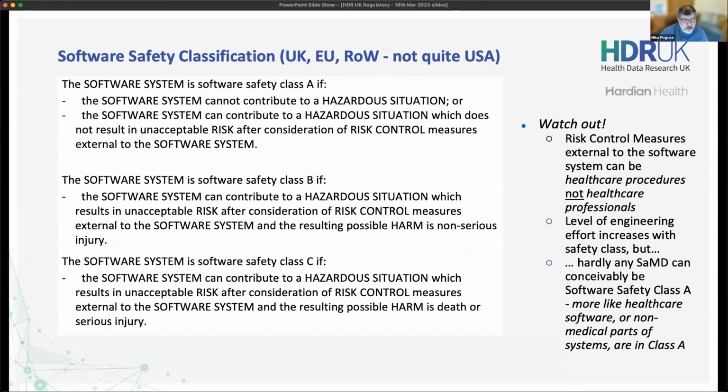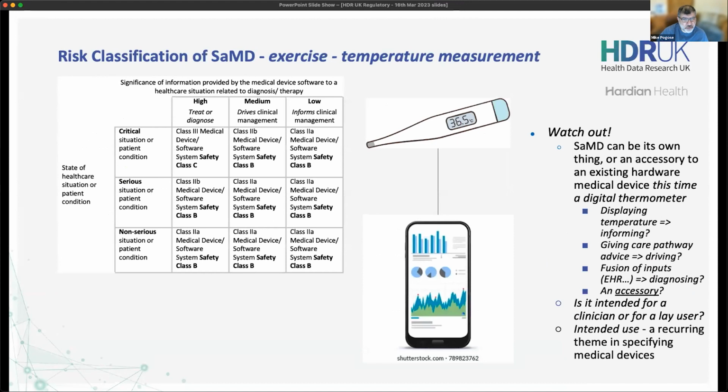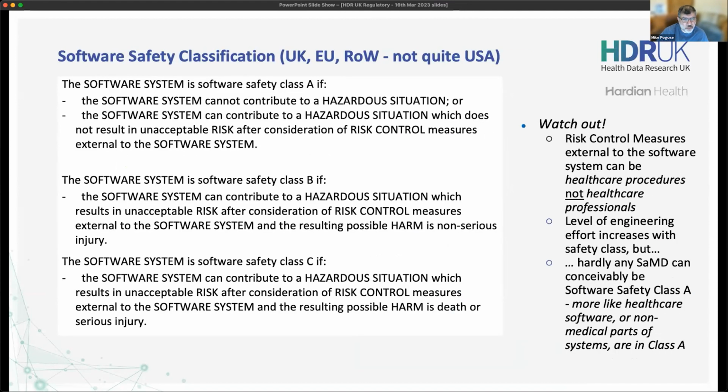We have a whole question about medical device classification we talked about there, and then specifically with software, there's another level of classification that we need to consider. And what this talks about is that software could go wrong, but you could have what we call a risk control measure external to software.